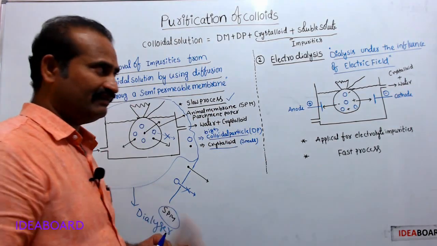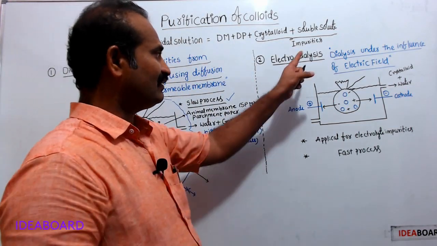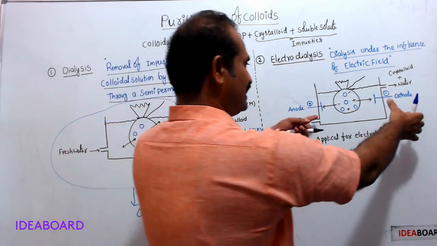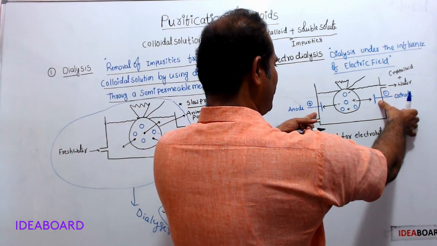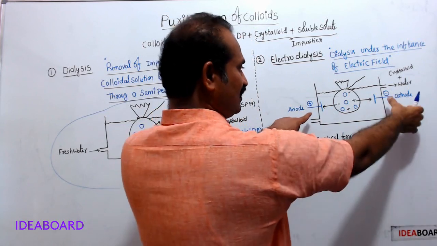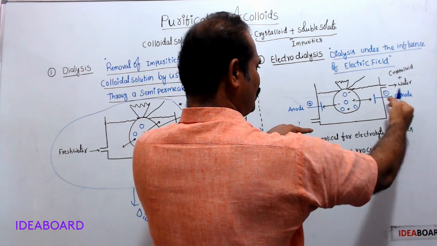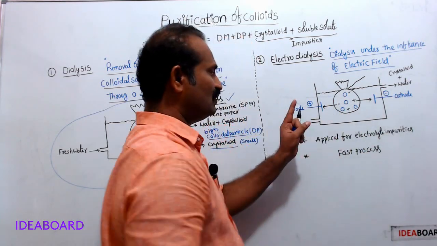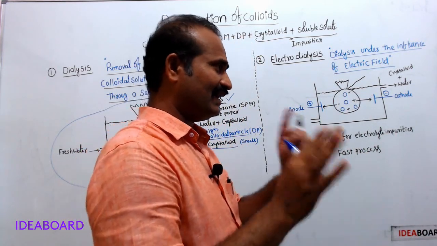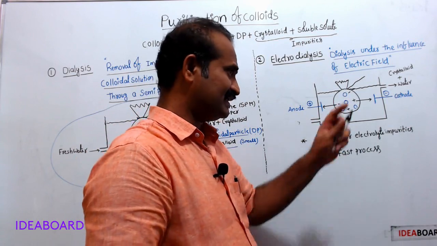See, there is only a small difference between dialysis and electrodialysis. Here, electrodialysis takes place only in the presence of an electric field. Here, two extra metal plates are placed. Here the cathode, here the anode. These are connected to the battery's terminals and a potential difference is maintained.